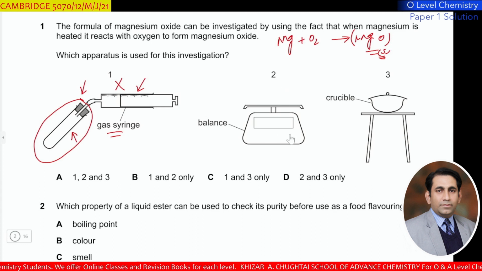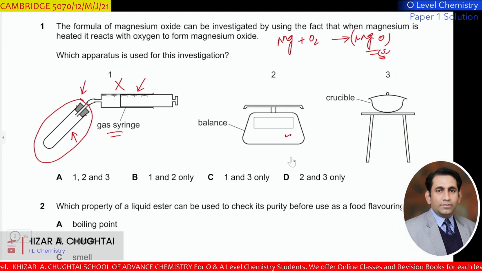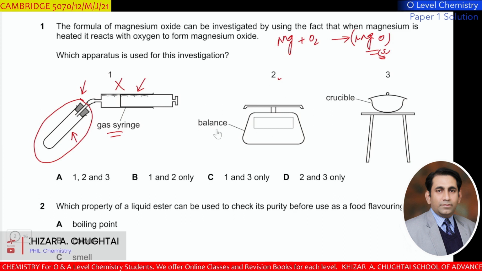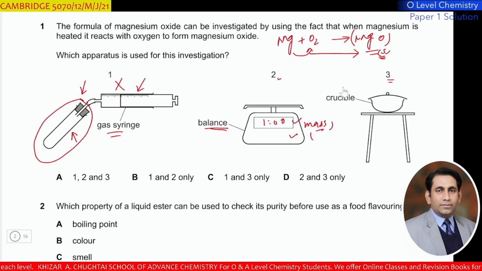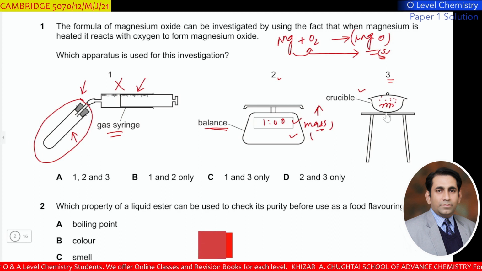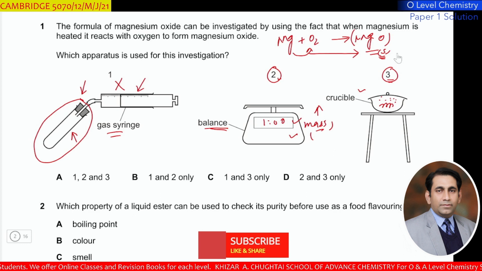Step 2 is the balance, a measuring or electrical balance. And step 3 is the crucible. With the help of this balance, we are able to find the change in mass with respect to time. As magnesium reacts with oxygen to make MgO, there is an increase in mass. And to ensure the completion of the reaction of magnesium with oxygen, we use this crucible for heating. So 2 and 3 are the correct apparatus, and overall the answer is D.